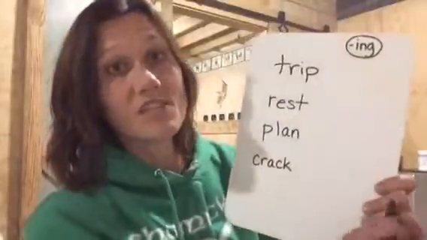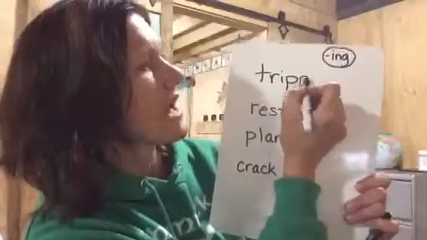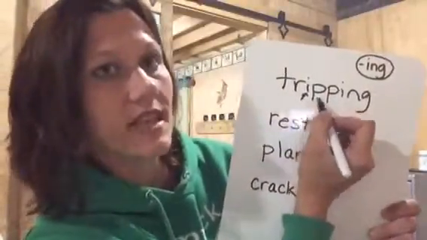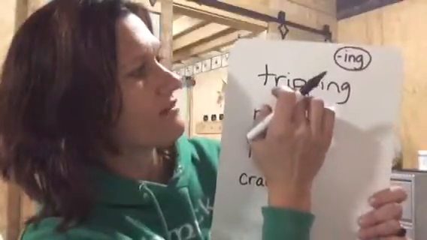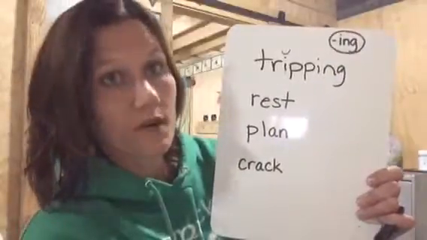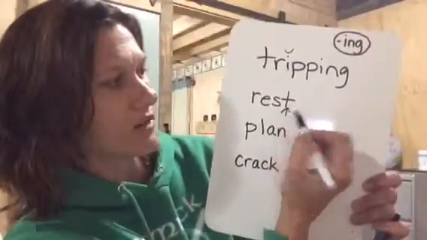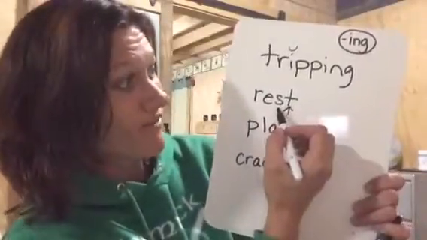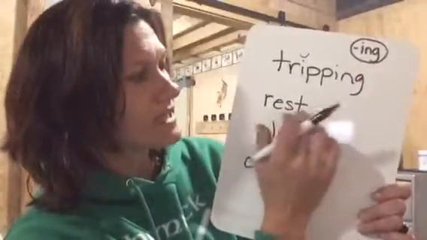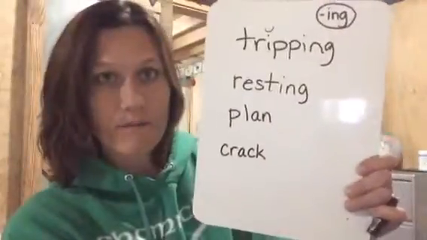All right, we're going to check it together. To make tripping, you have to double the P because there's a vowel right before that last consonant, right? You have to add that extra P because that's what keeps that vowel short, right? Rest. Now, the last letter of rest is a consonant, but before it is not a vowel. There's another consonant. So we don't need to double anything for this one. We can just add ing, right?